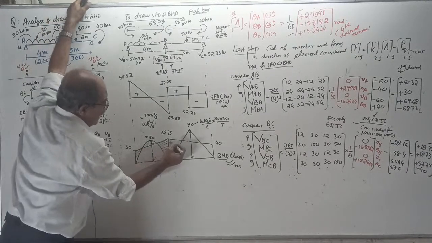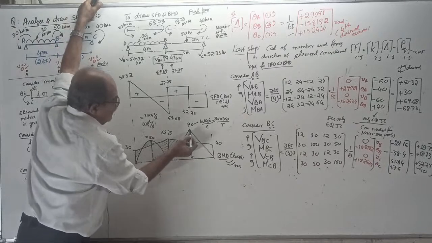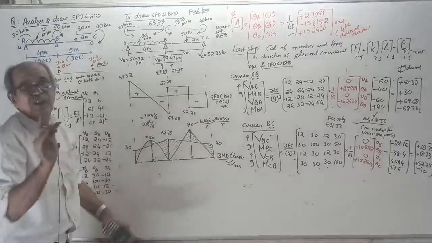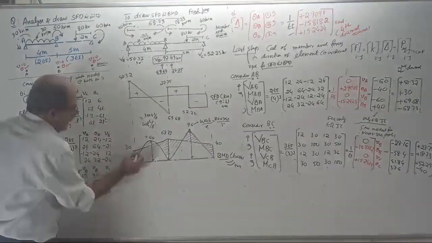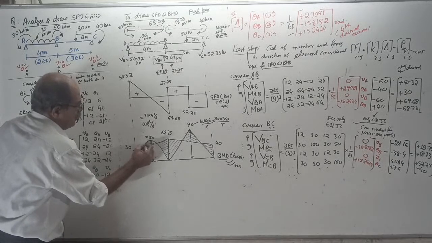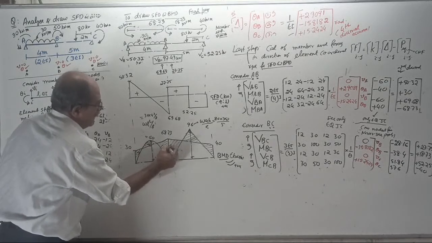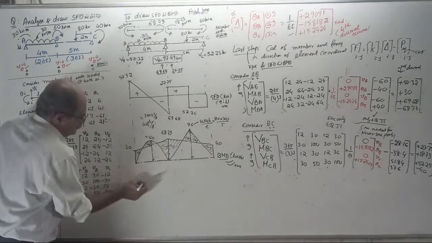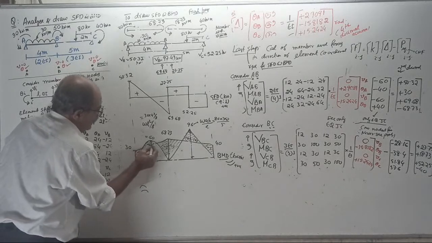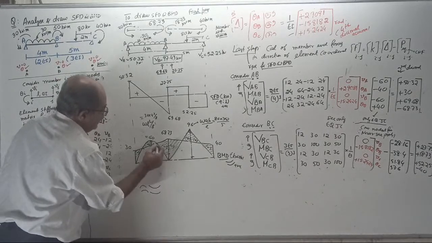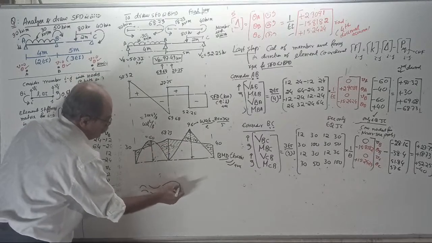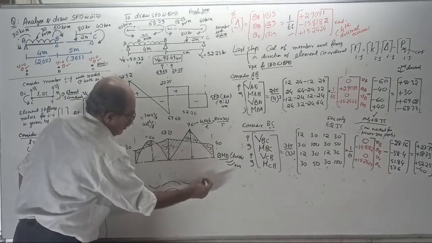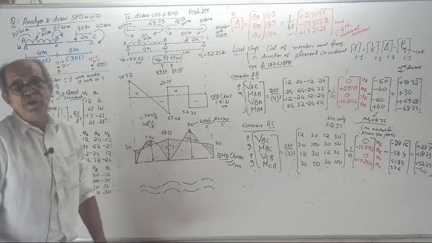Everybody knows this one, by hearing, without principle. Now, this is negative, this is positive. Negative, negative, positive, positive, negative. That means this portion is hogging. From here to here, sagging. Here up to here, through the support, hogging. Here to here is sagging. Here to here is hogging. That is the meaning of the bending moment diagram.